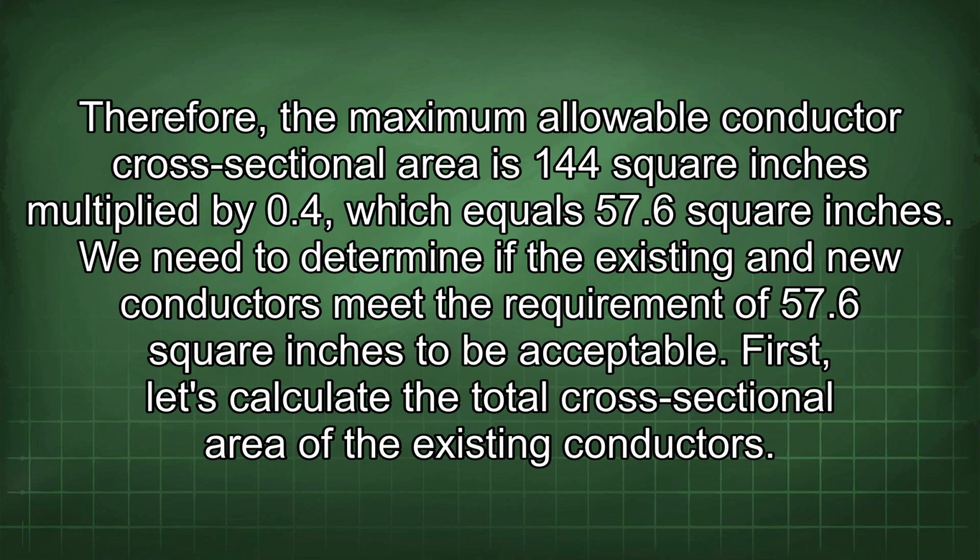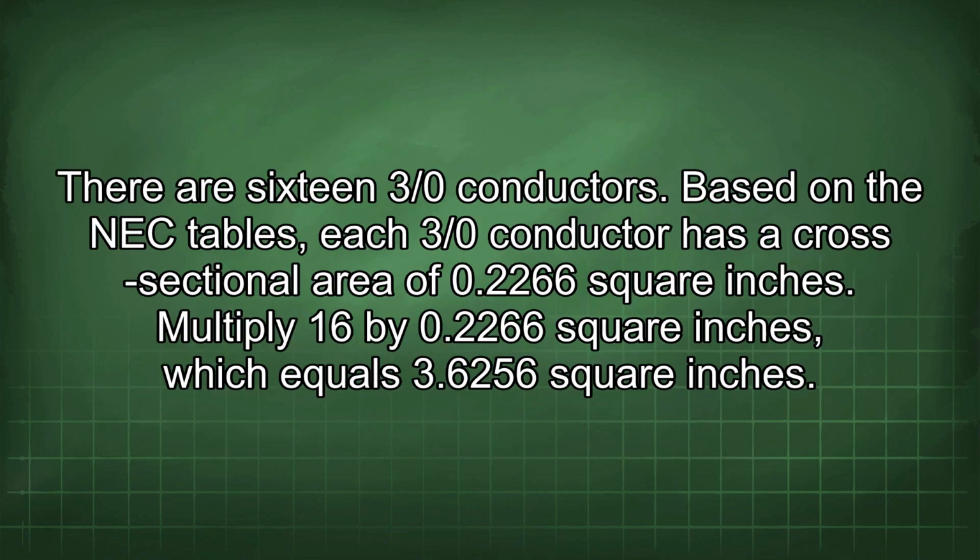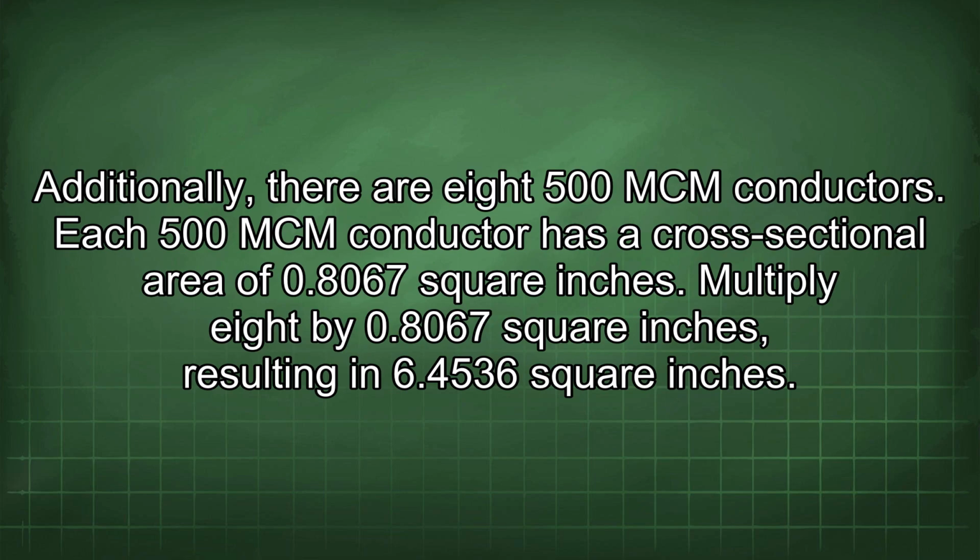First, let's calculate the total cross-sectional area of the existing conductors. There are 16 3/0 conductors. Based on the NEC tables, each 3/0 conductor has a cross-sectional area of 0.2266 square inches. Multiply 16 by 0.2266 square inches, which equals 3.6256 square inches.